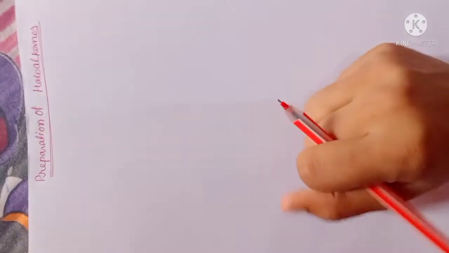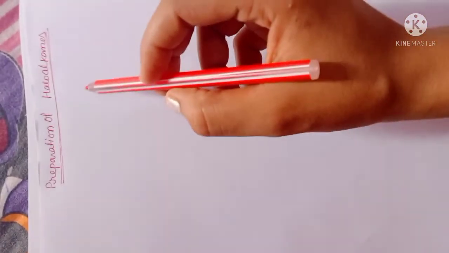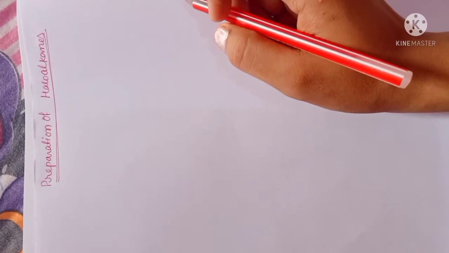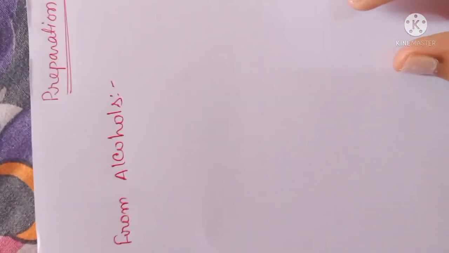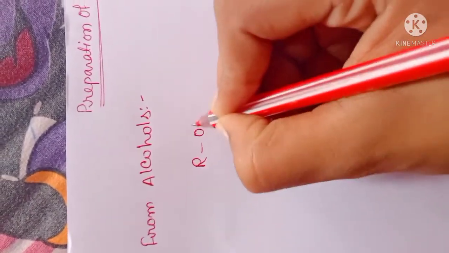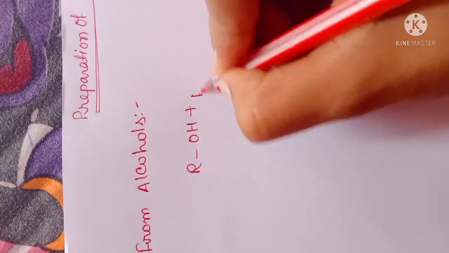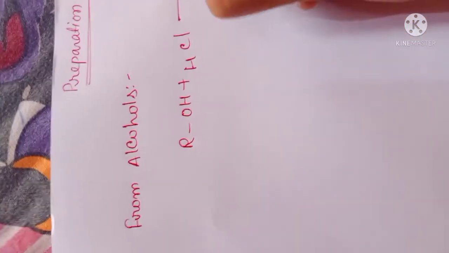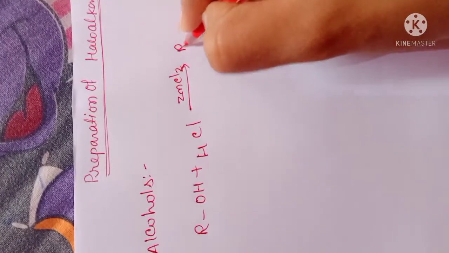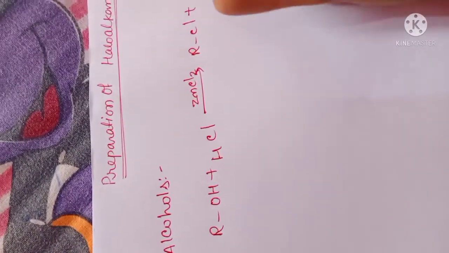Hello friends, now we will study about haloalkanes and our first topic is preparation of haloalkanes. Now let's start. First of all, we will see from alcohols. From alcohols, we can prepare haloalkanes. Let's see ROH plus HCl. In the presence of ZnCl2, we get RCl plus H2O.